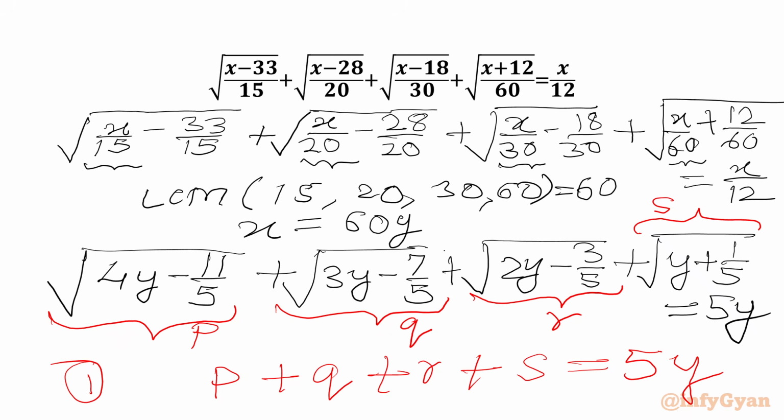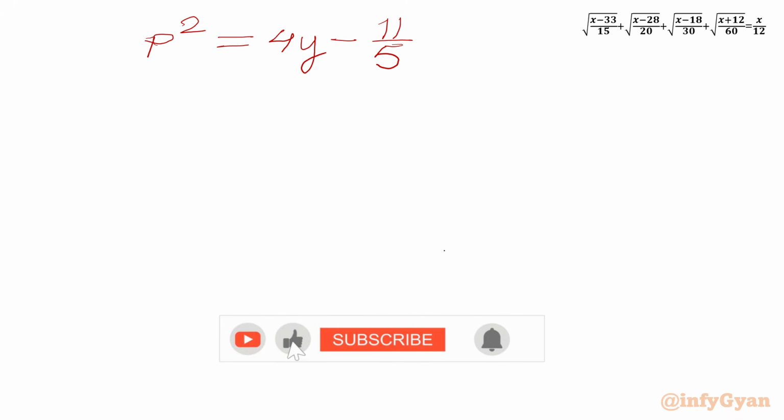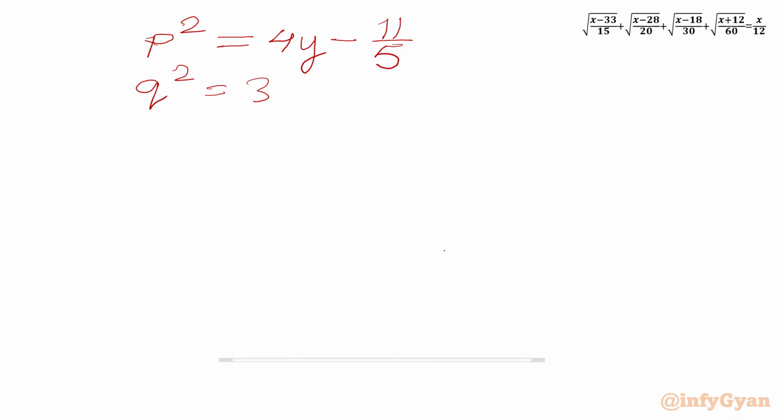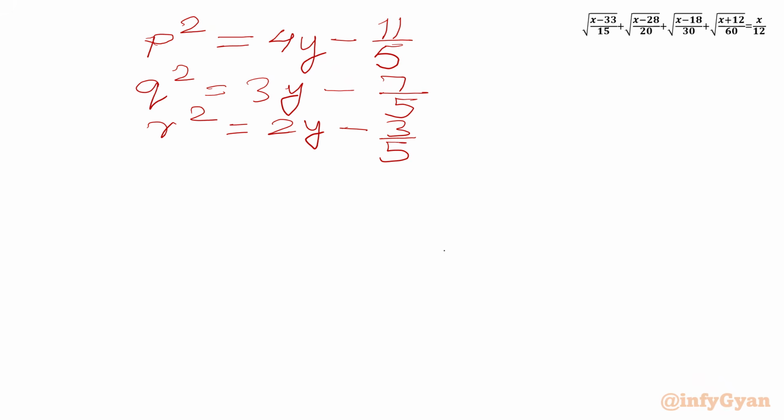Now we'll be squaring our substitutions to get the values of p square, q square, r square, s square. So I will write here p square equals 4y minus 11 over 5. Q square will be equal to 3y minus 7 over 5. R square will be equal to 2y minus 3 over 5. And we'll write here s square equals y plus 1 over 5.